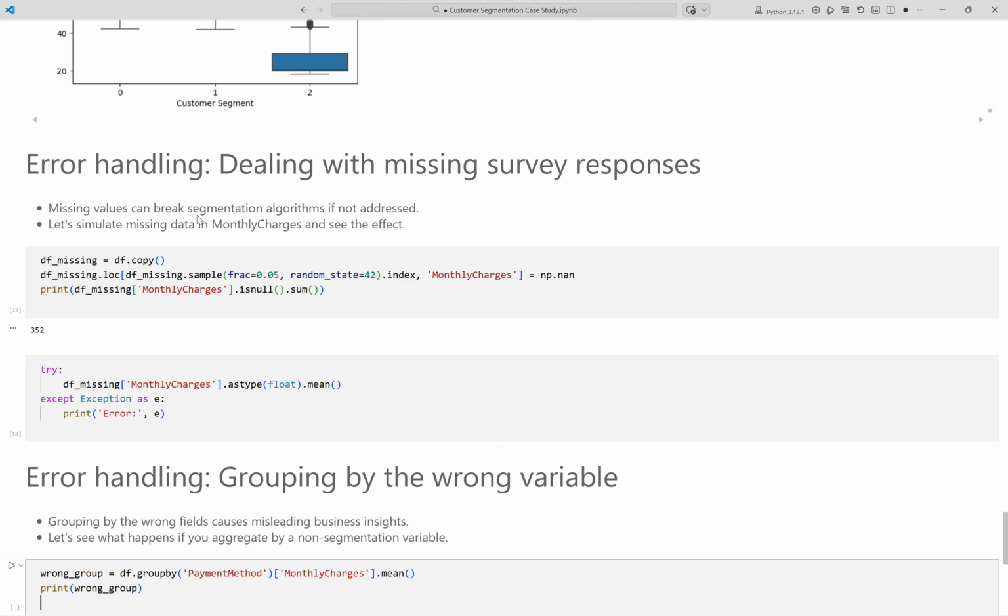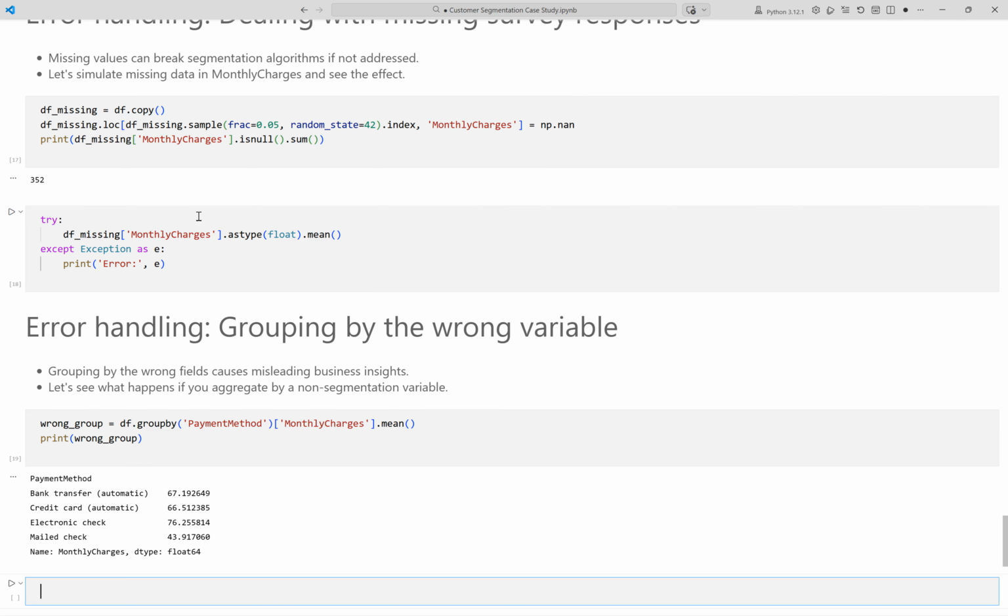Running the cell now. Here, we calculated the average monthly charges grouped by payment method instead of a meaningful segmentation variable, which causes misleading insights. Notice the wide range in values, especially the high average for electronic check and low for mail check, which may not reflect actual customer segments. This highlights why grouping by the wrong field can distort business conclusions and lead to incorrect decisions.